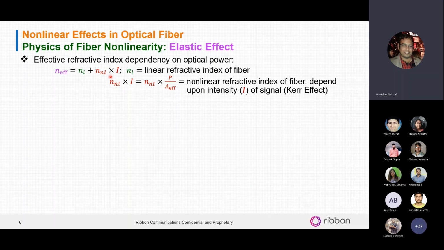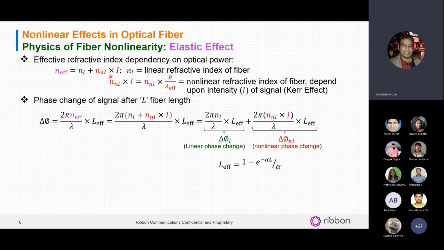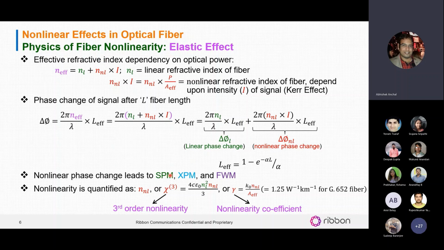And since there is a nonlinear change in refractive index in the fiber, it directly translates to a phase change. When a signal in the laser passes through a length L of fiber, the phase of the signal changes according to this equation, and that depends upon the effective refractive index. Since there is a nonlinear part to play, the phase change in the signal also depends upon the nonlinear part of the fiber. This means the phase change of the signal depends upon the power or intensity of the signal itself, which is temporary, lasting as long as the signal is present. And this phase change manifests itself into three effects, which are called SPM, XPM, and four-wave mixing, FWM.